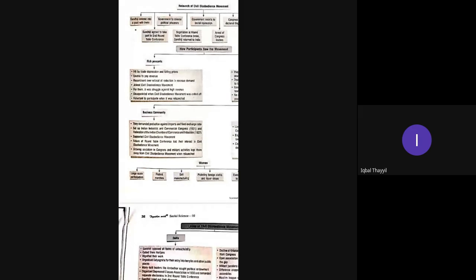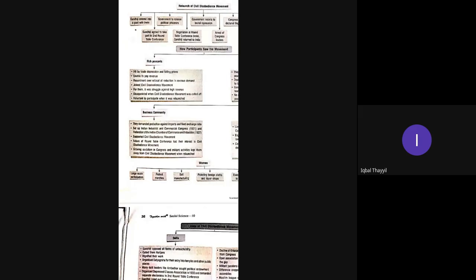Next, it is about the industrial working class. They did not participate in the CDM at all, except in the Nagpur region. All the details are clearly given on page number 66. Just go through it and study it.